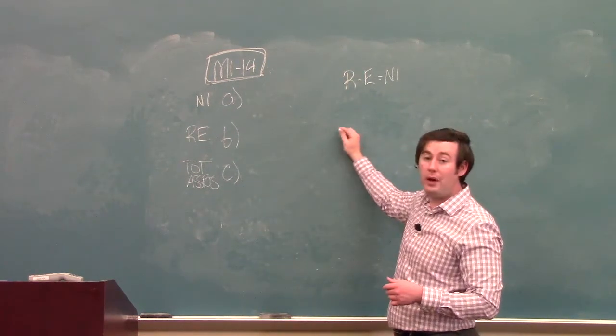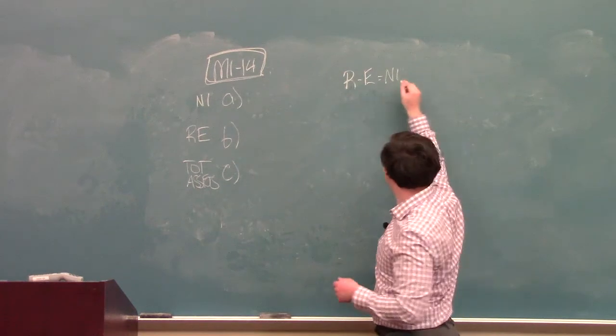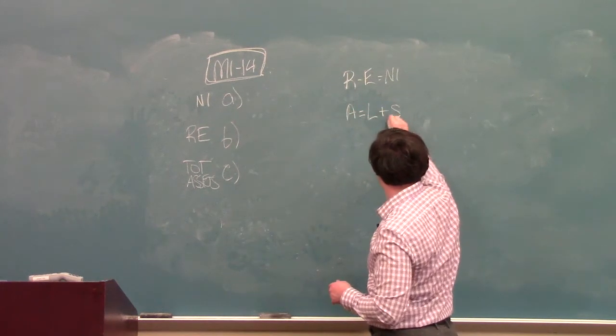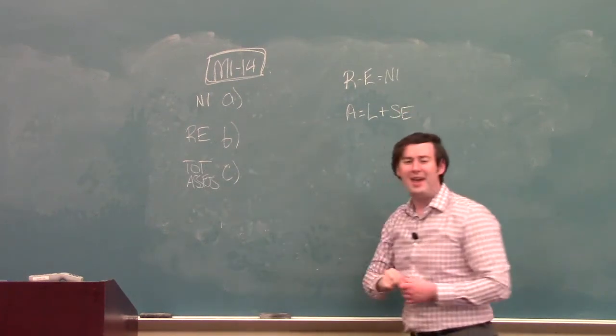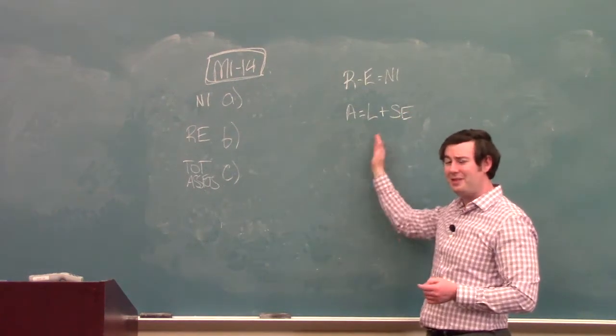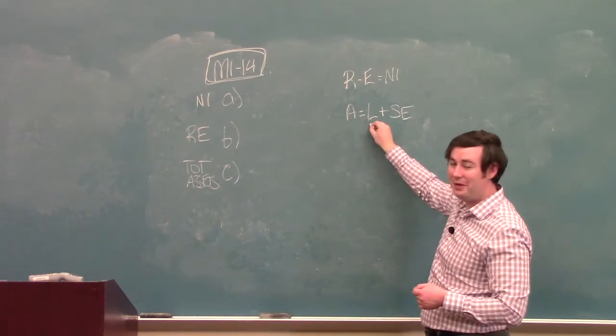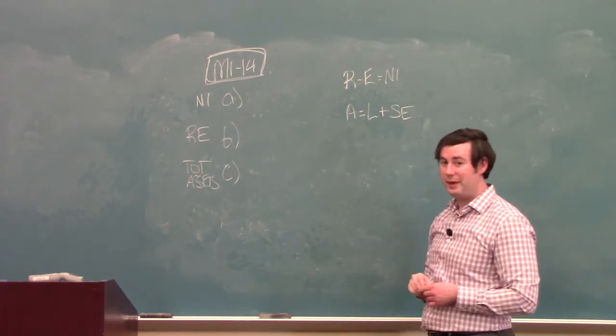Next one you need to know is the balance sheet equation. This one is assets equals liabilities plus stockholders' equity. And again, I'm abbreviating, just using the first letter of each of the words here. So assets equal liabilities plus stockholders' equity, okay?